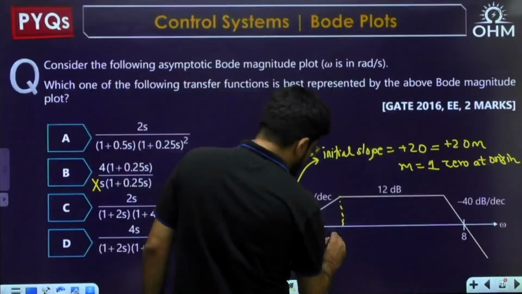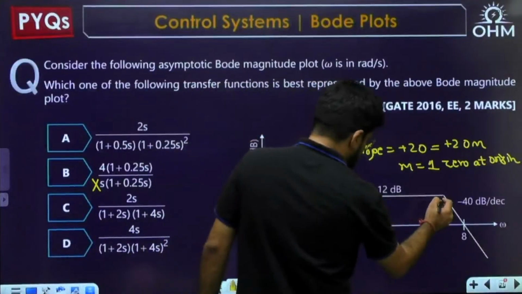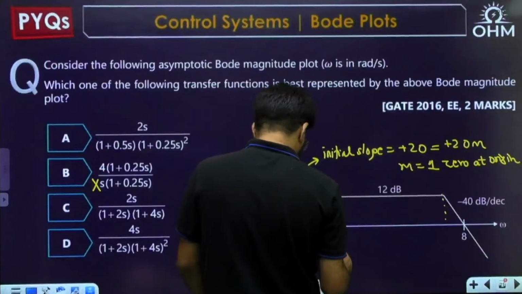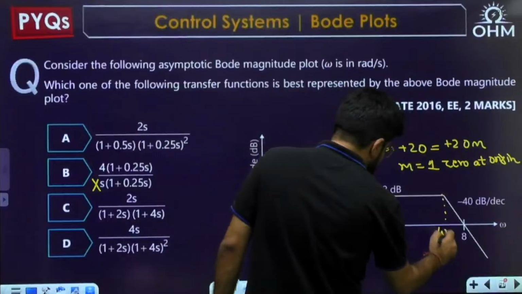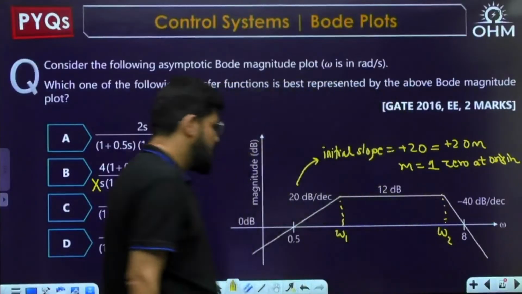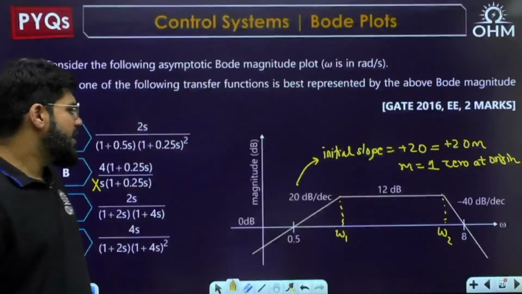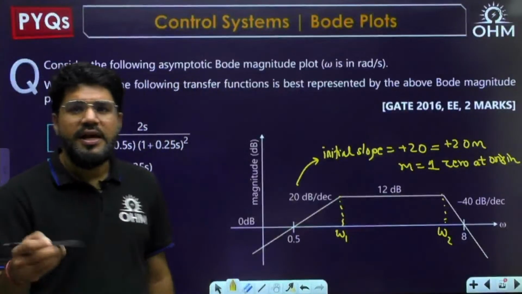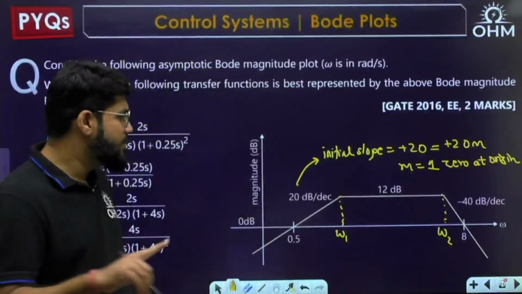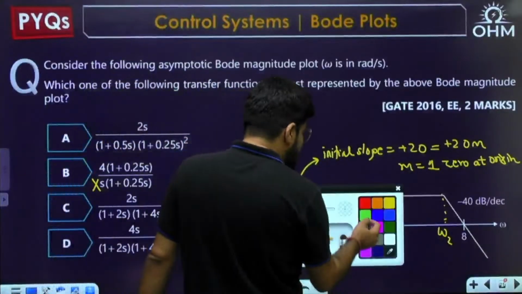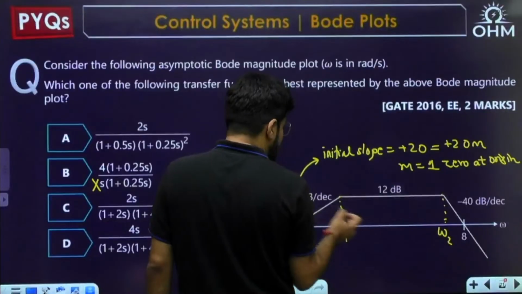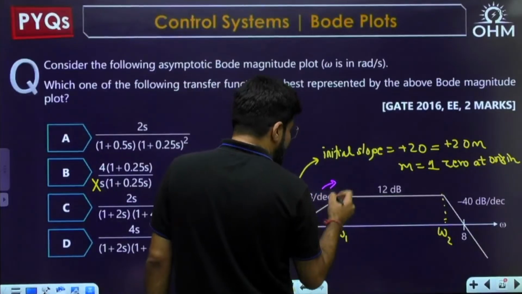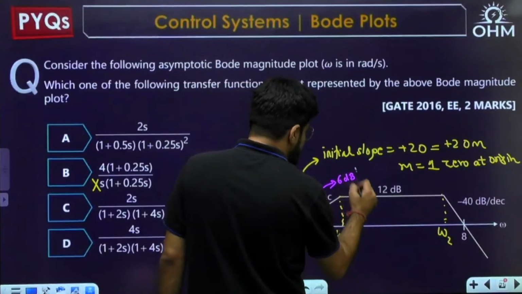What is this corner frequency? Suppose this is omega 1 and suppose this is omega 2. Now I'll use a simple concept here, as I already explained about slope units, decibel per decade and decibel per octave. How much is the slope given? The slope given is 20 decibel per decade, which is equal to 6 decibel per octave.